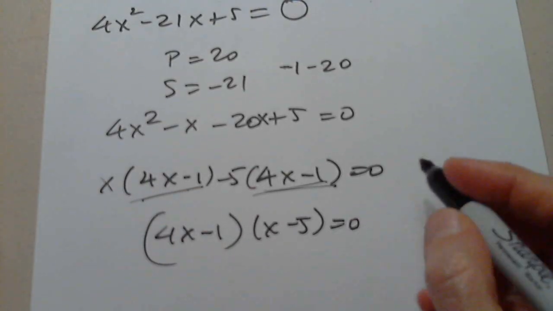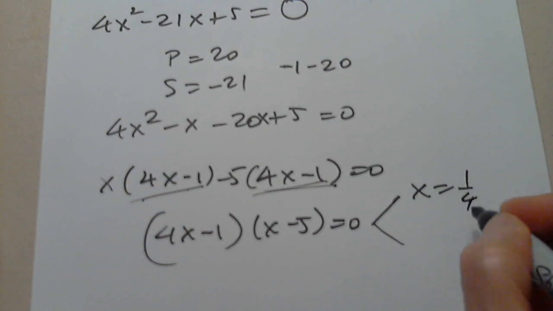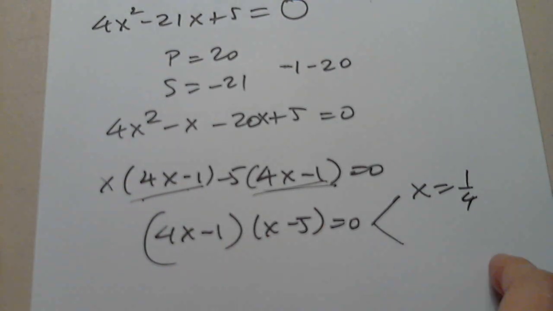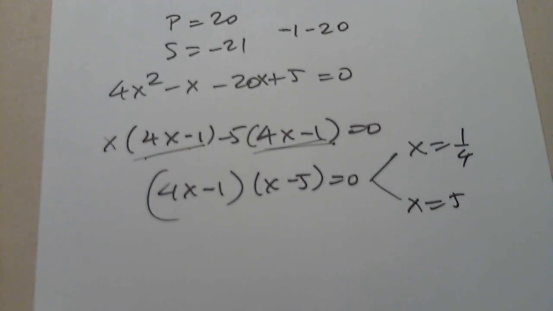x minus 5 equals 0, and I get x equals 1/4. When I set this equal to 0, 1/4. When I set this equal to 0, 5. And I found the solutions. The same method like before. We applied it 3 times. This is the 3rd time. It's a very important method. Okay, so let's look at 8.